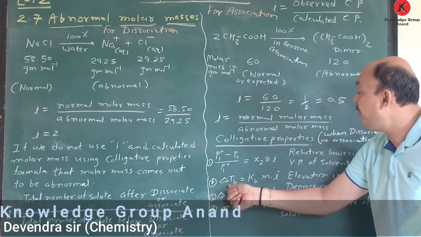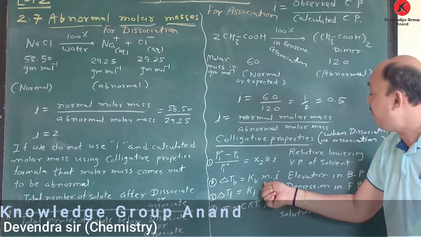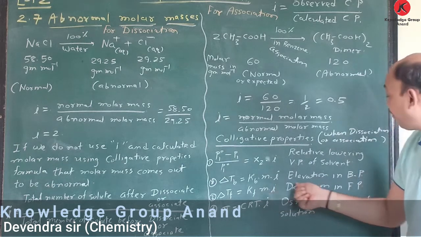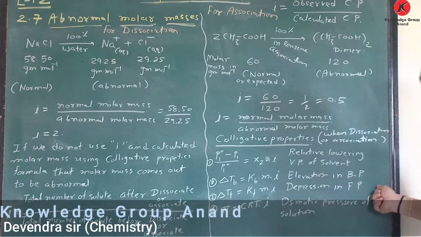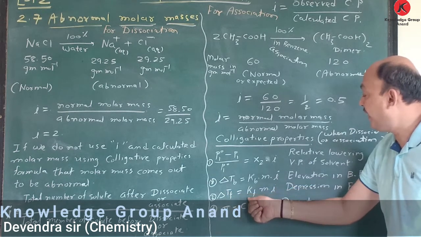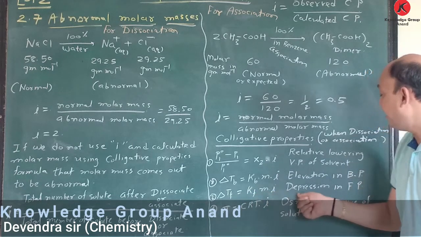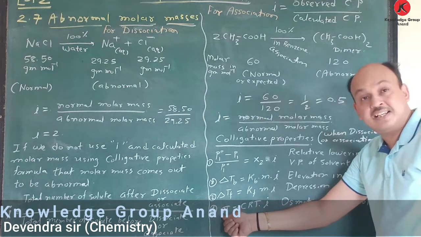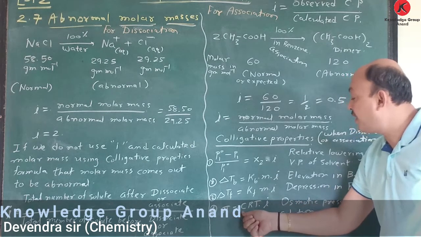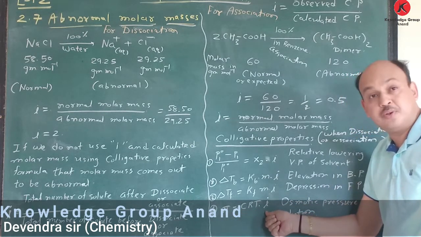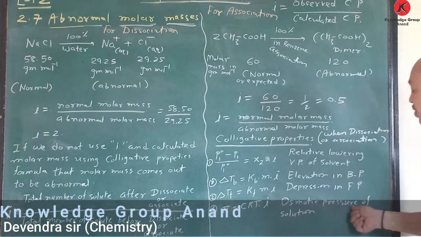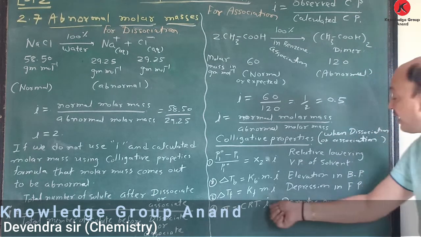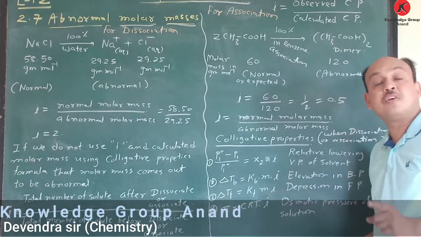Second one, delta Tb is equal to Kb into m into i. This is for elevation in boiling point. Delta Tf is equal to Kf into m into i. This is called depression in freezing point. And pi, that is for osmotic pressure, pi is equal to CRT into i, the osmotic pressure of the solution. And here i stands for the Van 't Hoff factor.